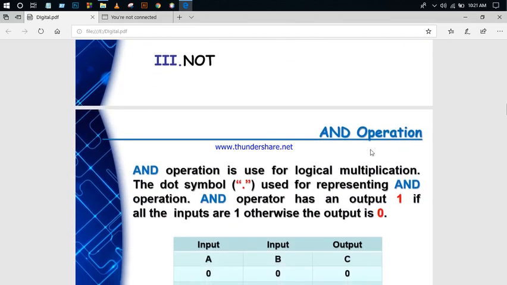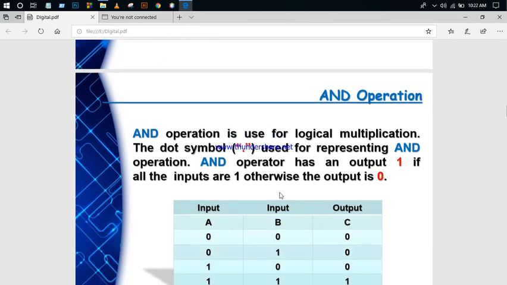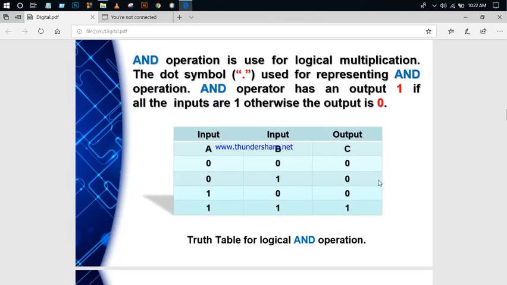AND operation. AND operation is used for logical multiplication. The dot symbol is used for representing the AND operation. The AND operator has an output 1 if all the inputs are 1, otherwise the output is 0.